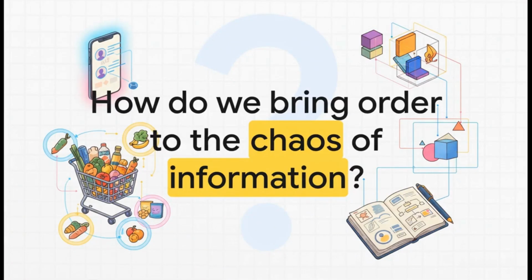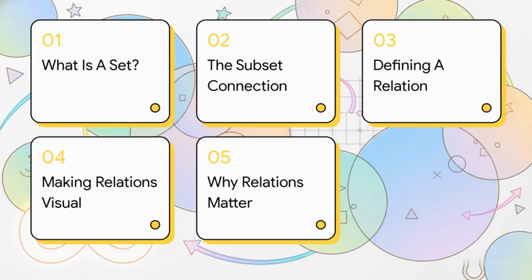I mean, just think about it for a second. From the contacts in your phone to your grocery list, your brain is constantly, automatically grouping and sorting stuff. But how do computers do it so fast and so well? Well, it all starts with a core idea that you've been using your entire life, probably without even knowing it had a name.